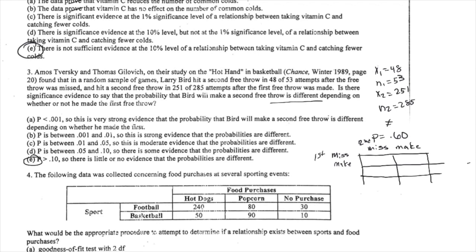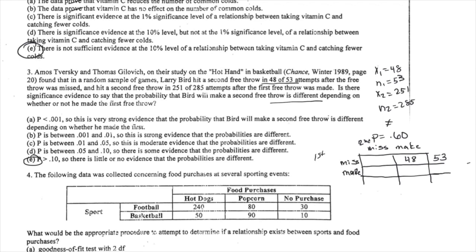So looking at the first set of numbers right there, it says he hit a second free throw, so he made a second one after the first, in 48 out of 53 attempts after the free throw was missed. So the first one was missed. Let me readjust that down here. So, miss. So if he attempted and missed it a total of 53 times, Larry Bird hit a second free throw. So his second one he made. So this is going to be 48 here.